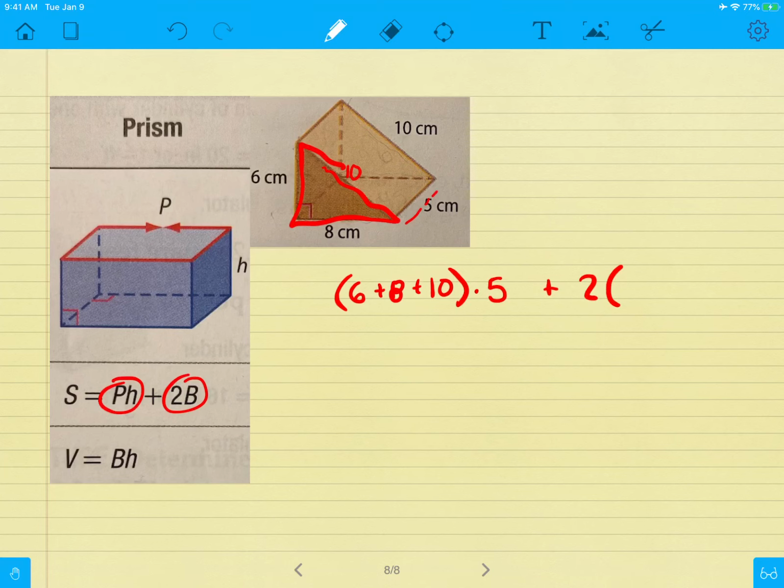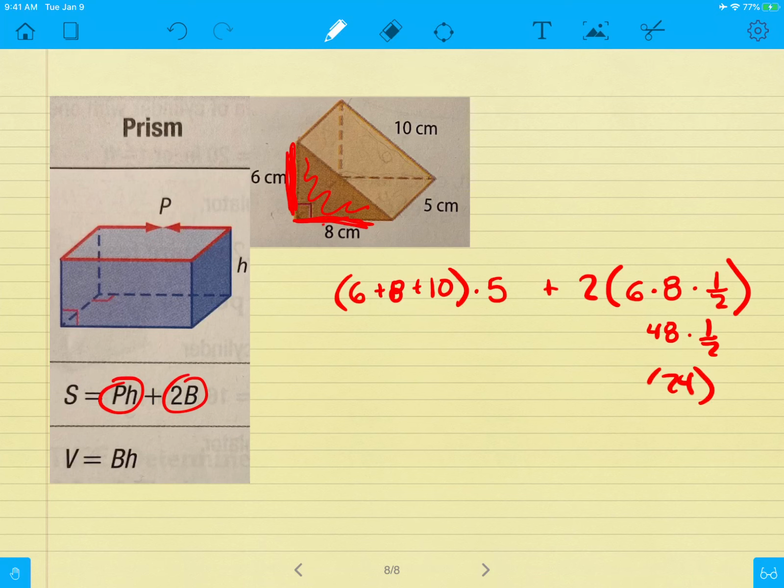Well, on this particular problem, the actual base of this picture is a triangle. So the area of the triangle is length times width cut in half. 6 times 8 cut in half, because it's a triangle. The area of a triangle is height times base cut in half. So this ends up being 48. We have to cut that in half, which is 24, and then we have to take it times 2. So it ends up being 48 again on that part.